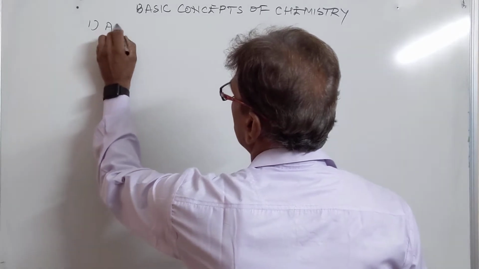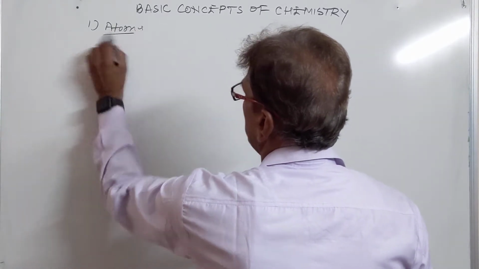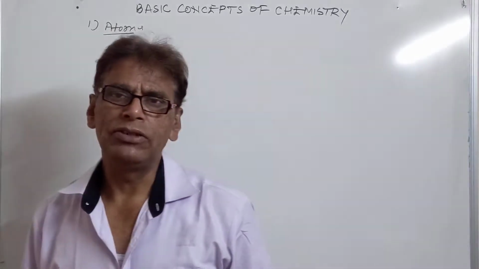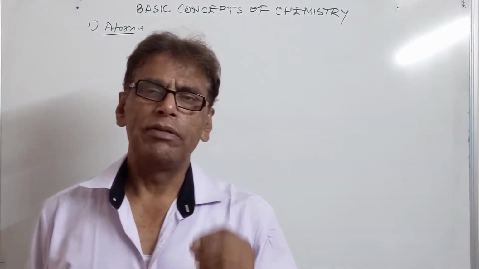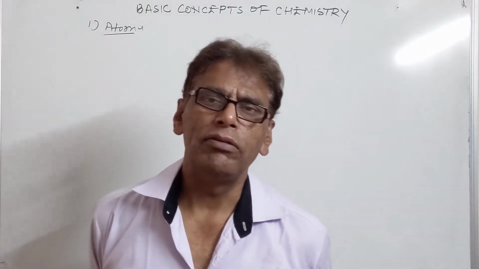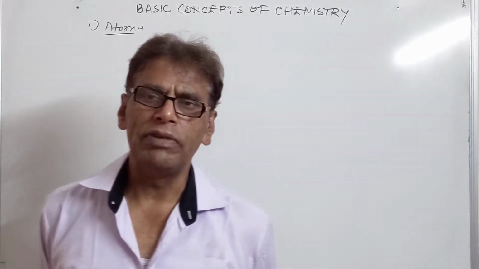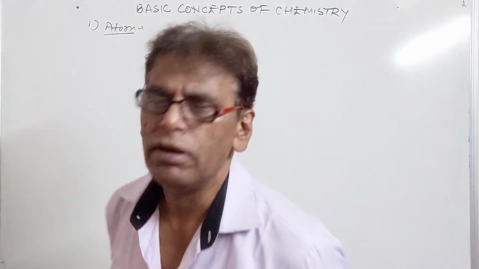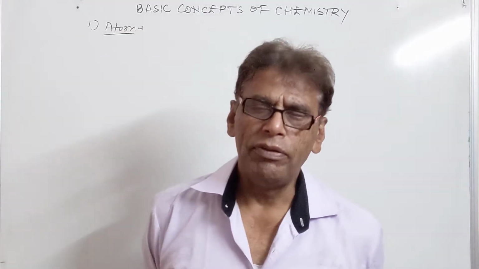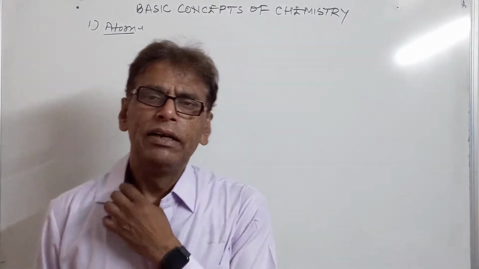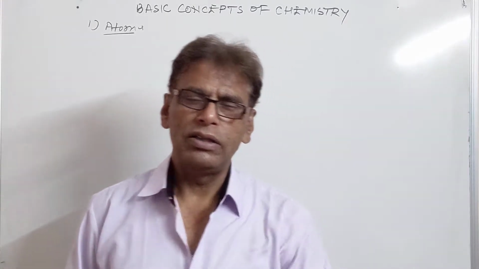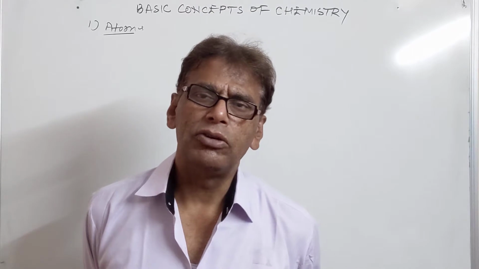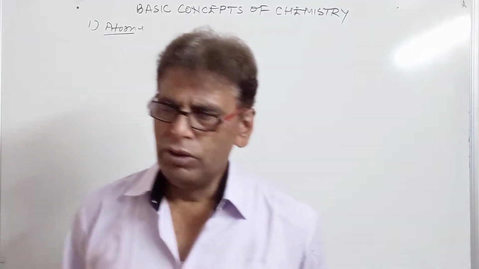First is atom. Atom is made of two words. A means not, tom means cut. It means it is the smallest particle of the element which cannot be further divided into still smaller particles. Although this definition has now changed, an atom consists of a large number of small particles also: electron, proton and neutron. So what is atom?